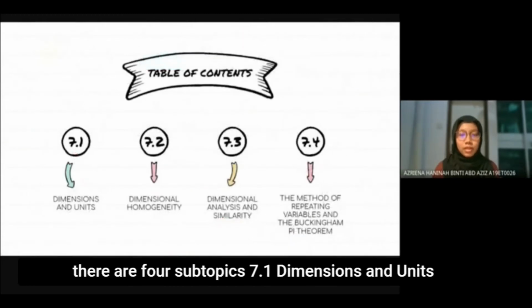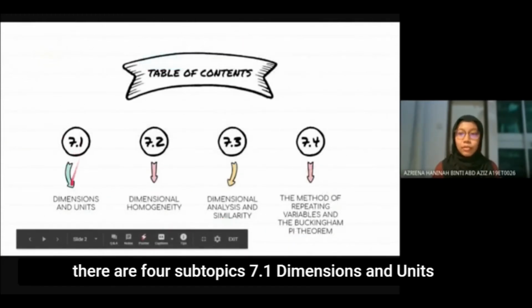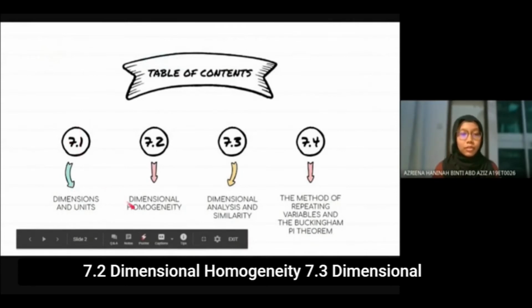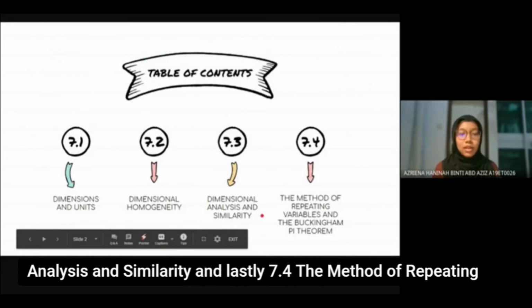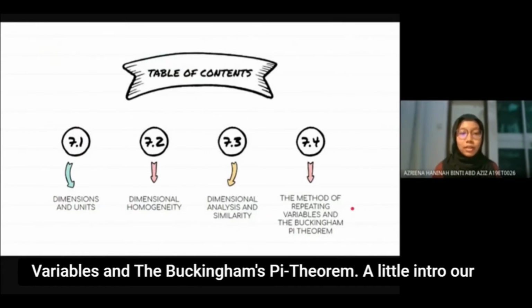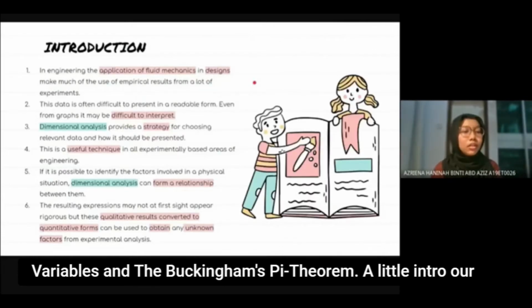In this chapter, there are 4 subtopics: 7.1 Dimensions and Units, 7.2 Dimensional Homogeneity, 7.3 Dimensional Analysis and Similarity, and lastly 7.4 The Method of Repeating Variables and the Buckingham Pi Theorem. A little intro on the chapter.